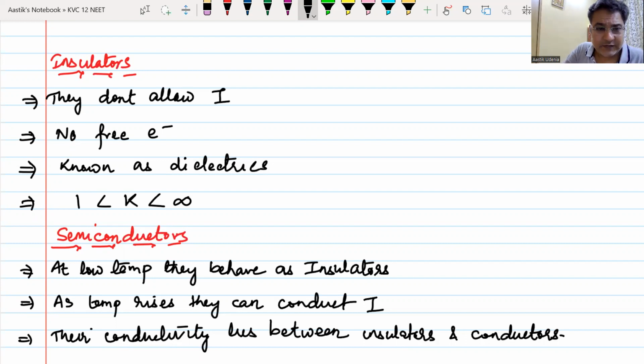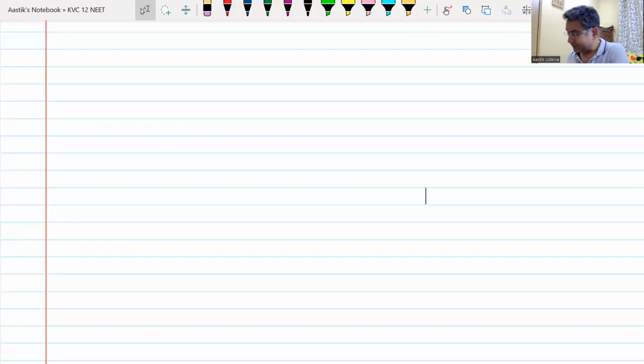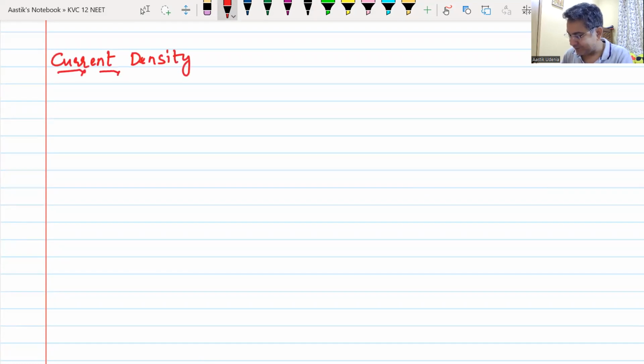The next heading that we are going to write is the heading of this class that I had written, current density. Have you heard this term, current density? It's denoted by J and it is a vector.